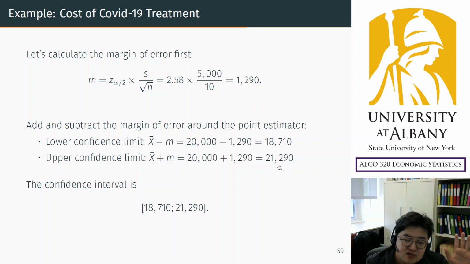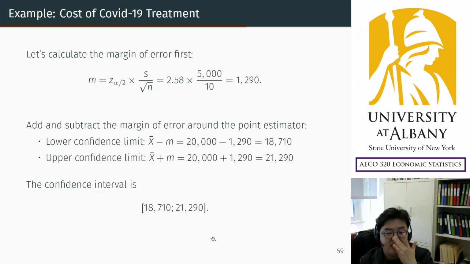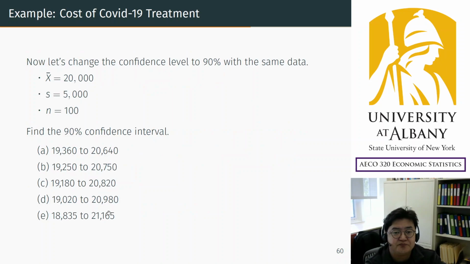So $1,290 should be subtracted and added. Then that's the interval. So the confidence interval looks like this. The population mean of COVID-19 treatment cost would be somewhere between $18,710 and $21,290, right? So it will be somewhere between them, and the confidence level is 99%. That is how we utilize the interval estimator.